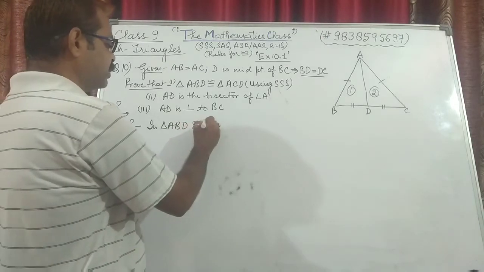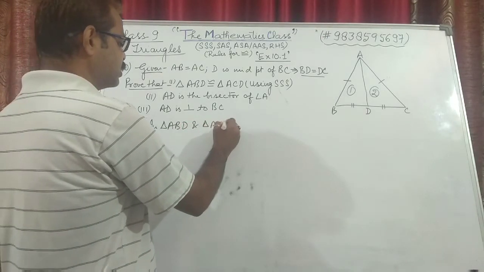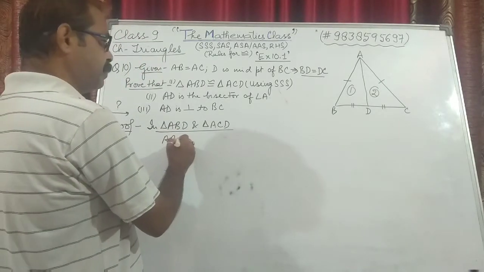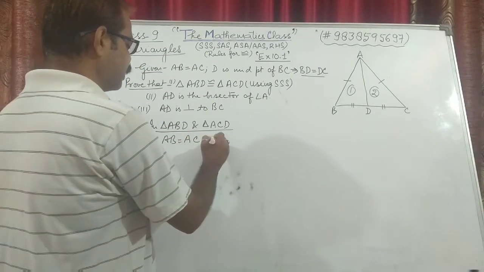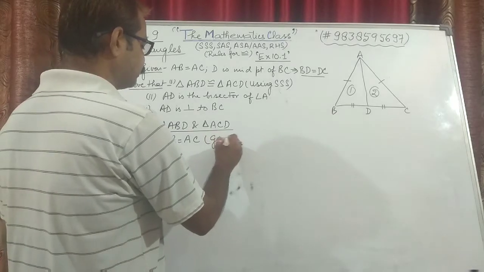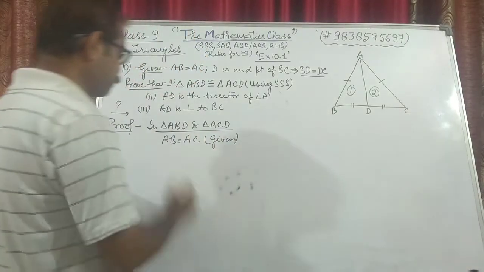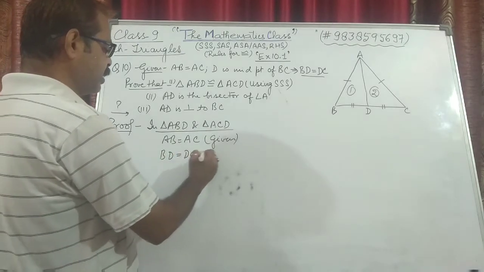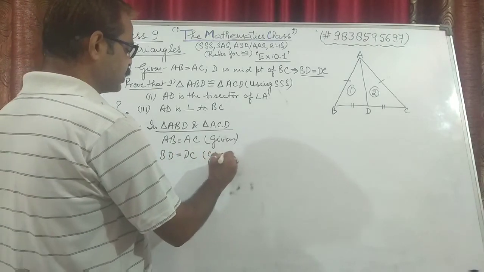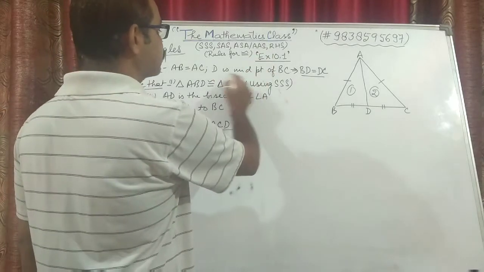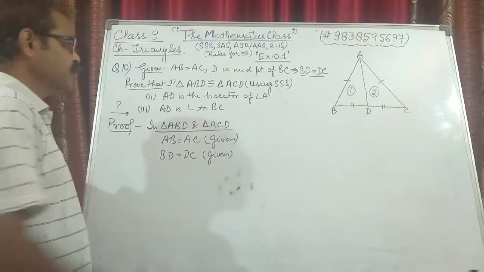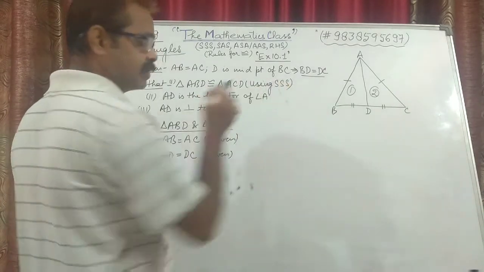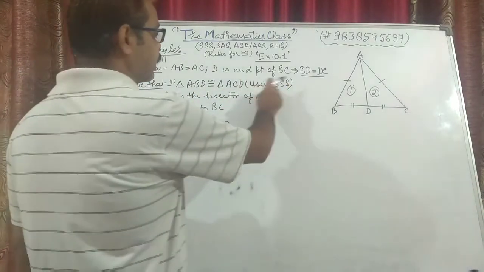ABD and triangle ACD, what we can say, first thing, AB is equal to AC. Why? Because it is given. Second point, we can say BD is equal to DC. This is also given, since they say that D is the midpoint of BC. Now you have to prove that these two triangles are congruent by using SSS. It is given in the question, using SSS.